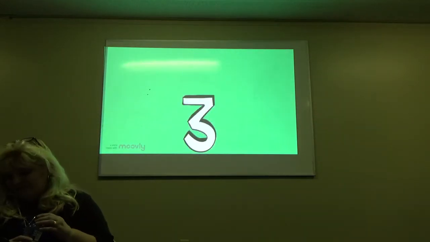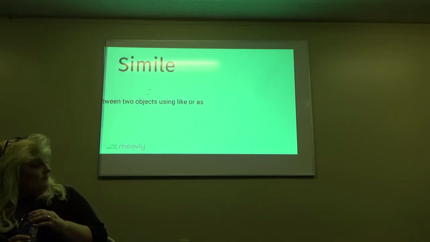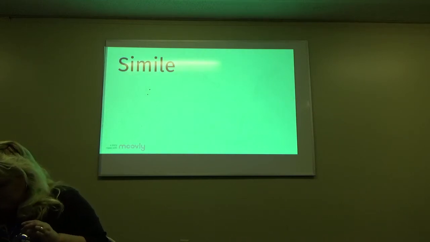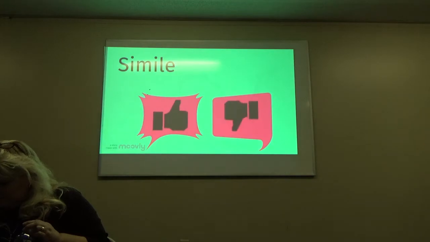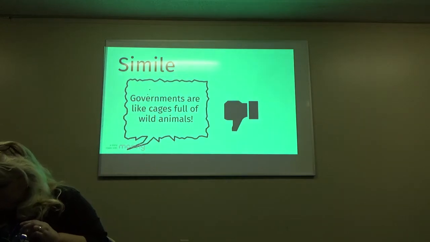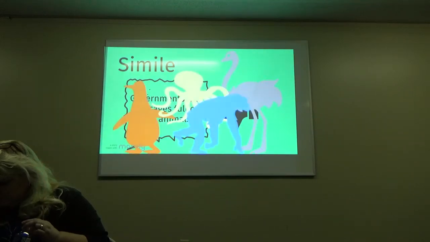Number 3, simile. A simile is a comparison between 2 objects that uses like or as. We've all heard of this, but how can it be used in an argument? Pretend you are in a debate over whether or not governments are efficient. If you wanted to argue that governments aren't efficient, you could say, "Governments are just like cages full of wild animals." This paints a picture of governments as inefficient by portraying them and comparing them to some sort of zoo.